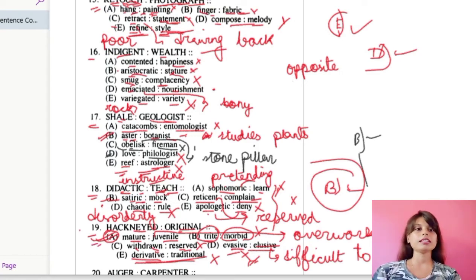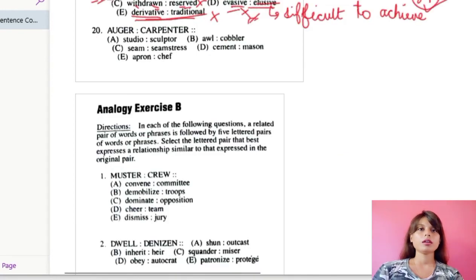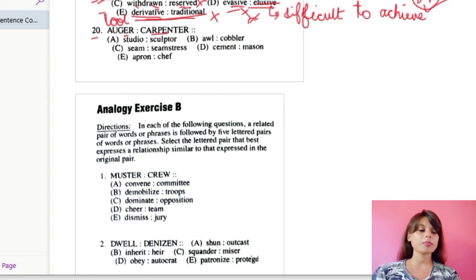Okay, let us move on to the last question for today, that is question number 20. Question number 20 says auger and carpenter. Now auger is a tool. It's basically an instrument, a tool which resembles a large screw, and it is for boring holes in wood. And who is a carpenter? A carpenter is a person who makes and repairs wooden objects and structures. So he's a worker, you can say.